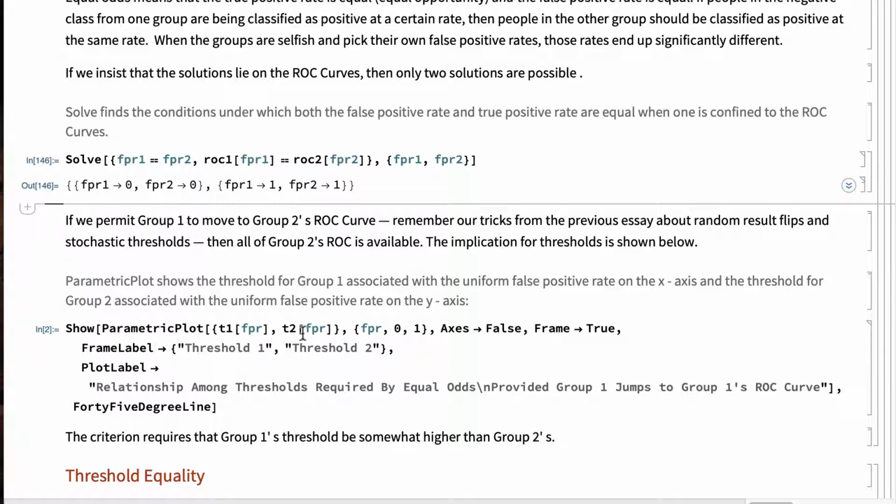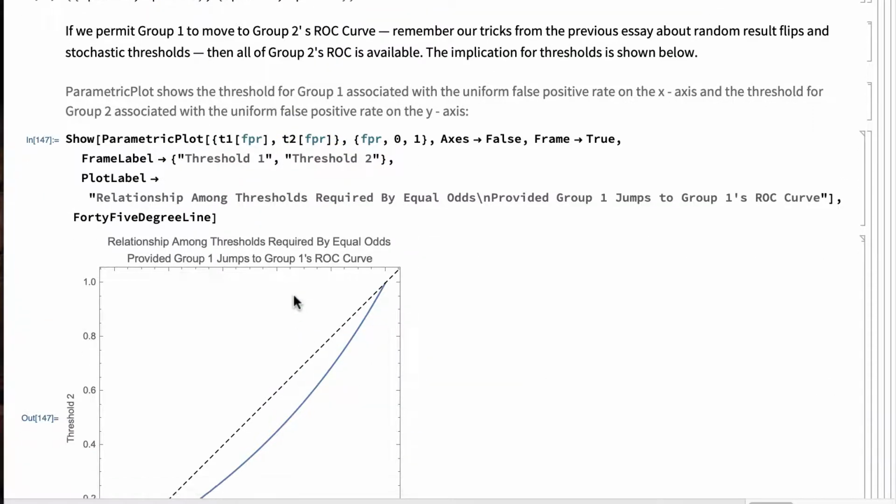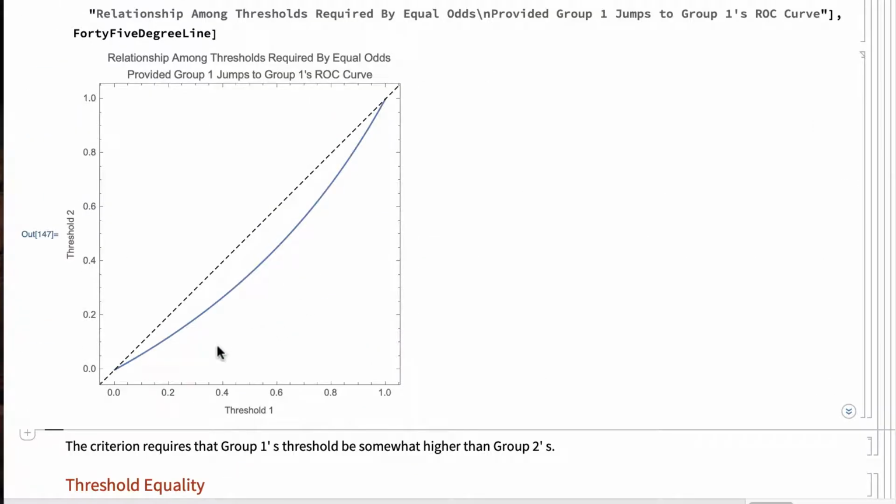So what we can do is to look at the differential thresholds that are going to be engendered by equal odds. Okay, let's look at that. And what you see is that in equal odds, the threshold for group 1 is going to be higher than the threshold for group 2.